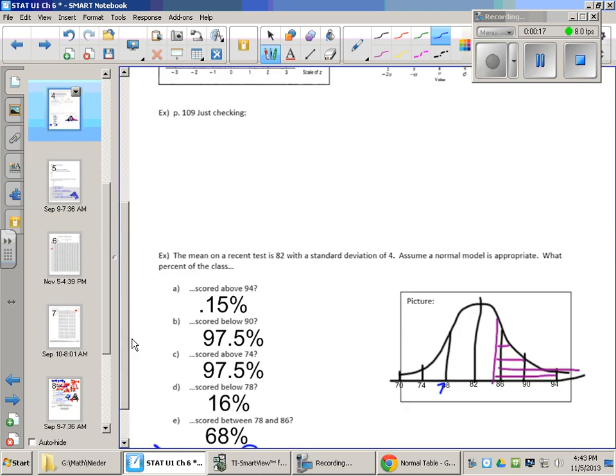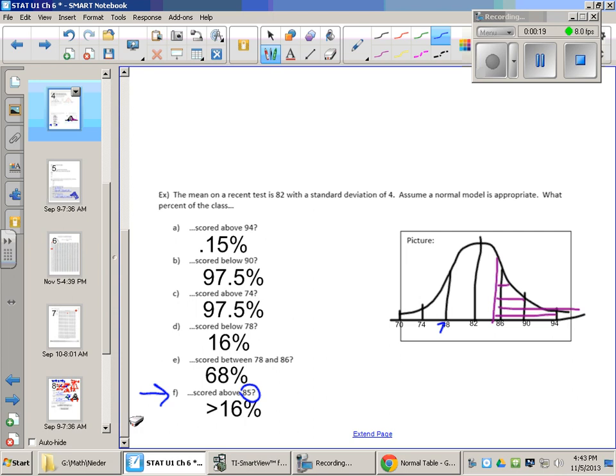The last example was looking at what percent of scores would be greater than 85. And we said we didn't really know exactly. We knew it was bigger than 16%, but that's about as accurate as we could get, right? A little bigger than 16%. Well, why was that again?